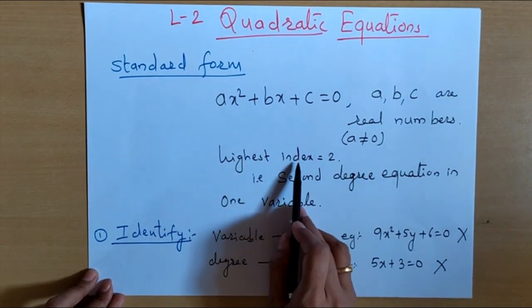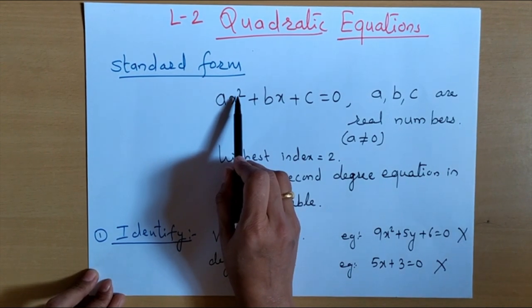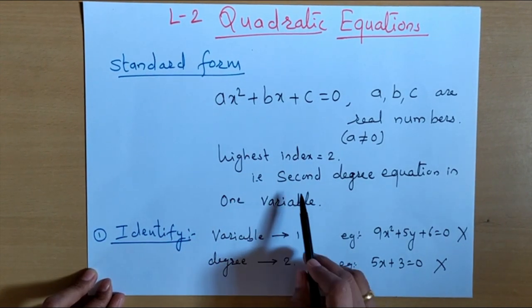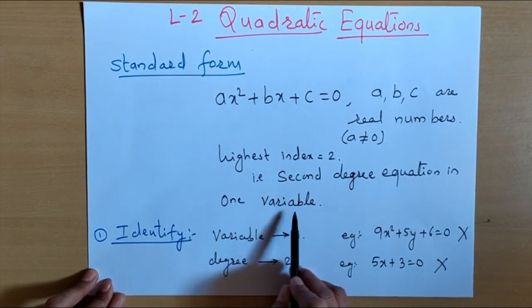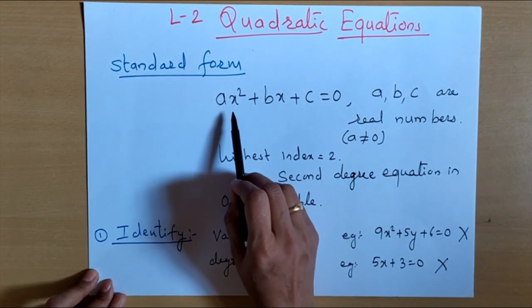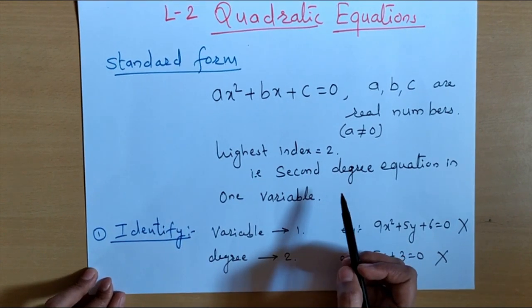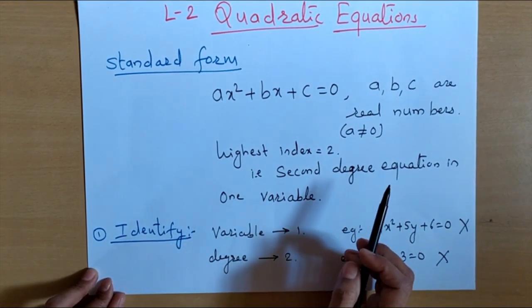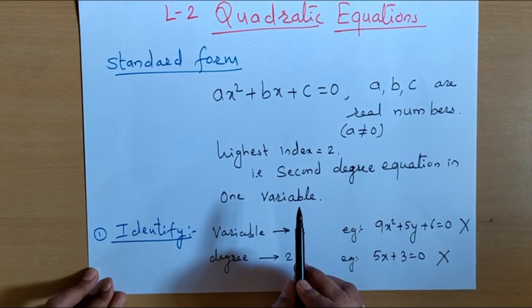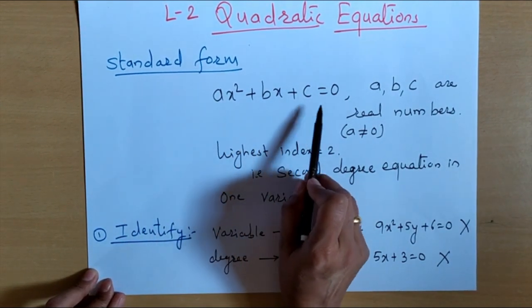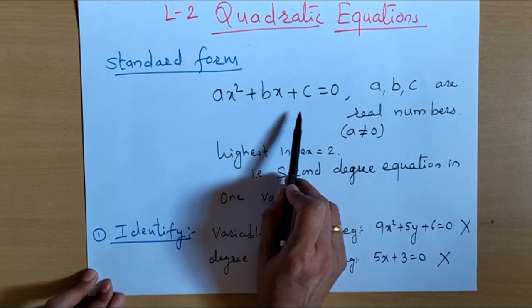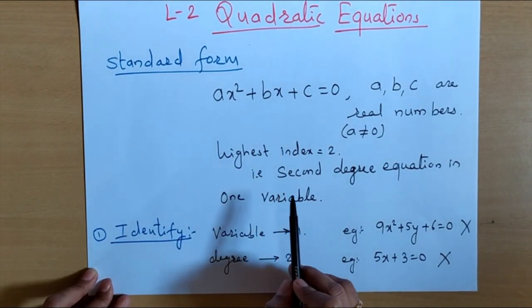So the highest index is 2. Highest index or highest degree we can call, it is also called a second degree equation in one variable, that is either x or y or any other variable. There should not be two variables, there should be only one variable in the equation. So ax square plus bx plus c equal to 0 is the standard form of a quadratic equation.